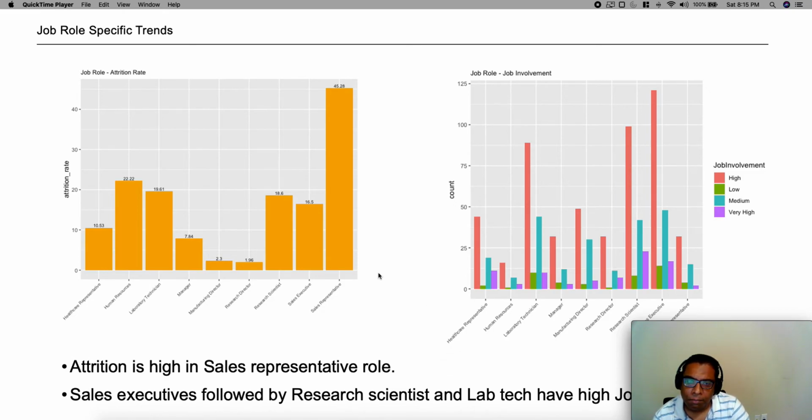And here are some job role specific trends. Attrition is high in sales representative roles. And this chart tells that sales executives, followed by research scientists and lab technicians, have high job involvement.